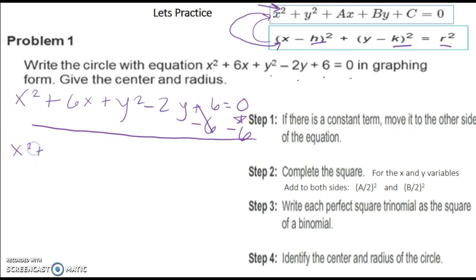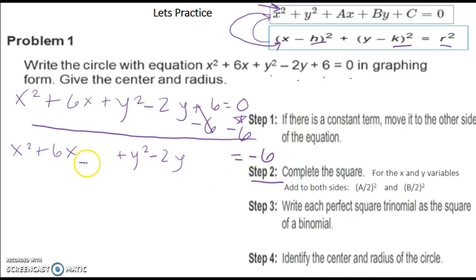We have x squared plus 6x. And I'm going to leave some space here, and I'll show you why in just a minute. Plus y squared minus 2y. I'm going to leave some space again. Equals, and now we have negative 6 from that 0 minus 6. And I left space because step 2 is to complete the square.